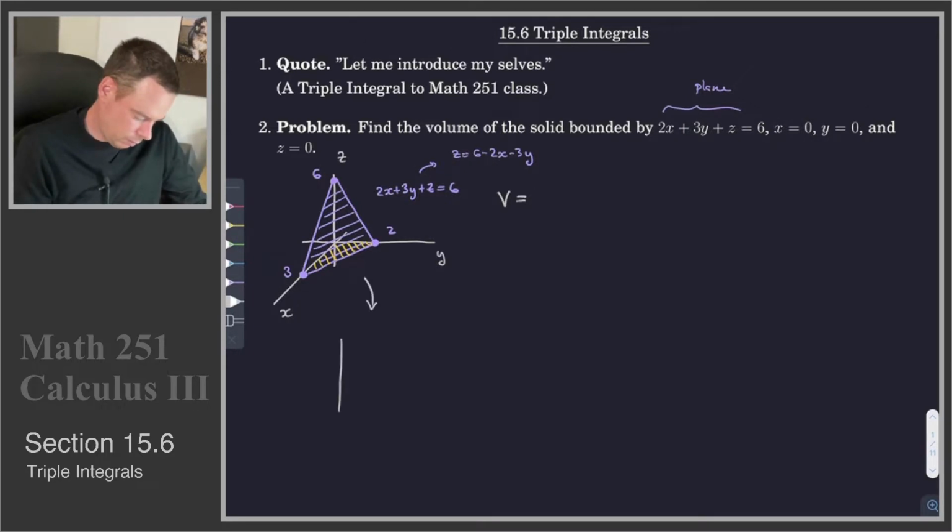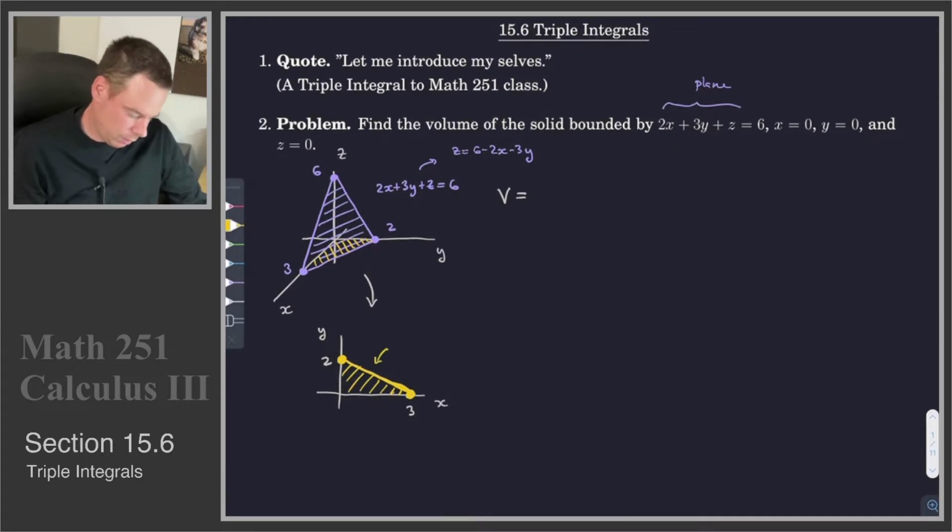You can get a sketch of that just to have a visual for the region we're integrating over. So we're out here at 3, at 2, and so there's our region we're integrating over. And the equation of this line, well, it's where the plane intersects the xy plane. So this is going to be when z is equal to 0, which means 2x plus 3y equals 6, or we could write it as y is equal to 2 minus 2/3 x. That's the region we're going to be integrating over.